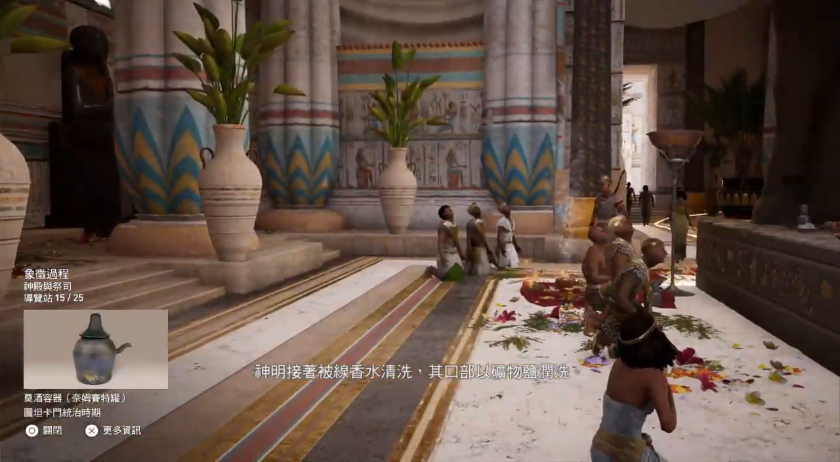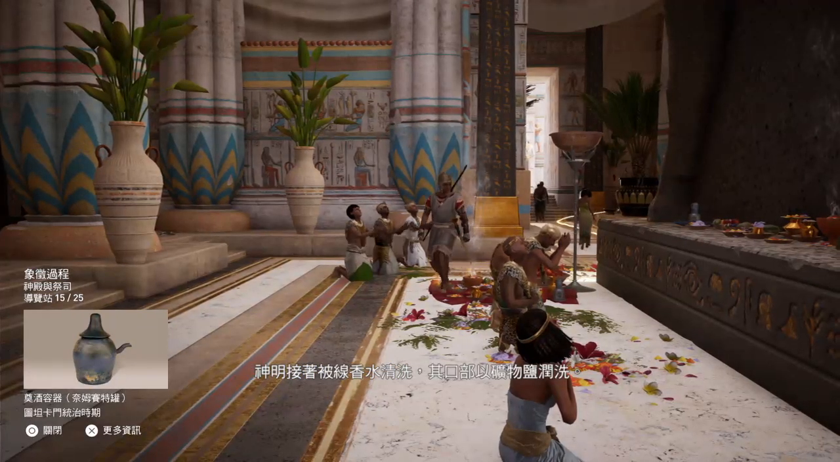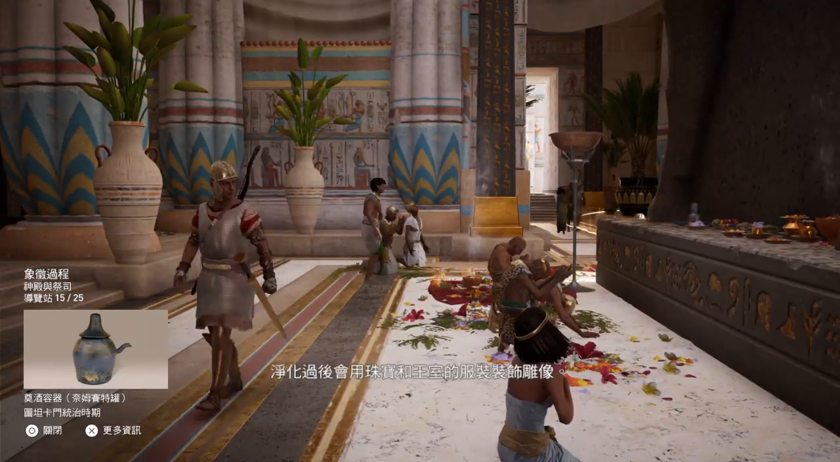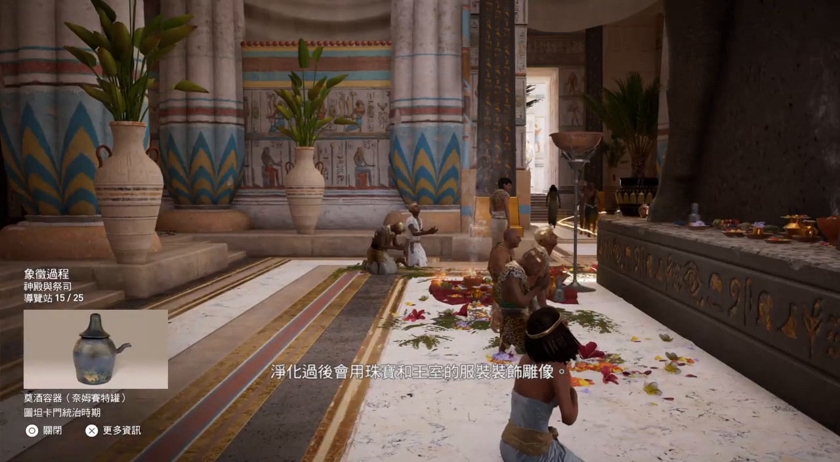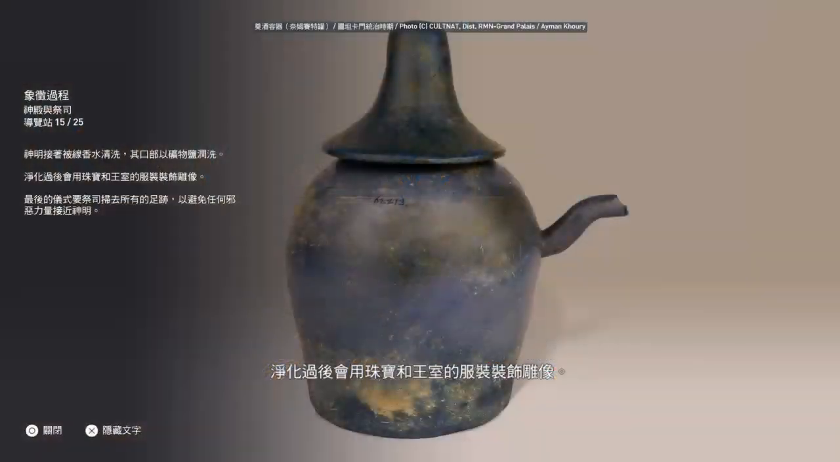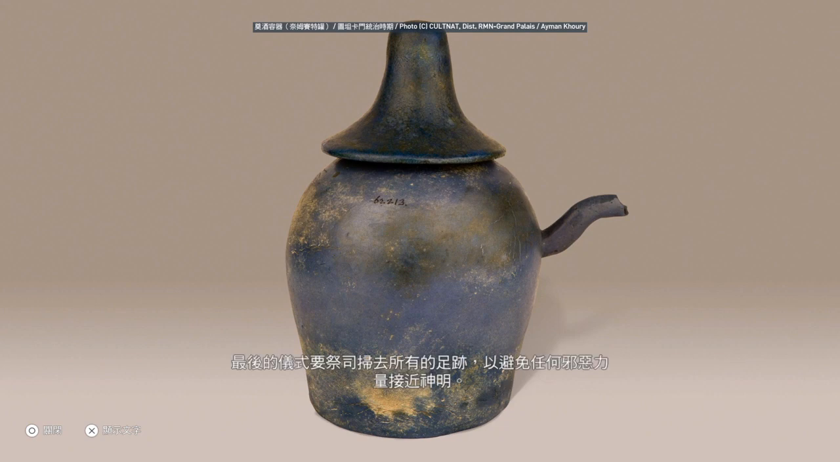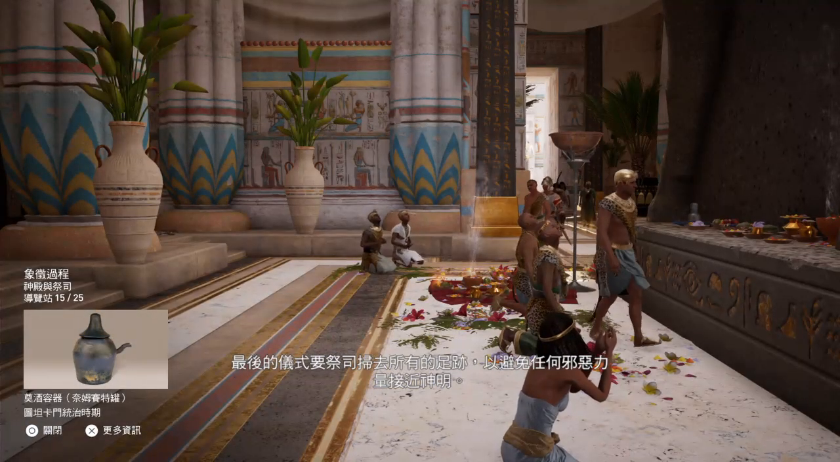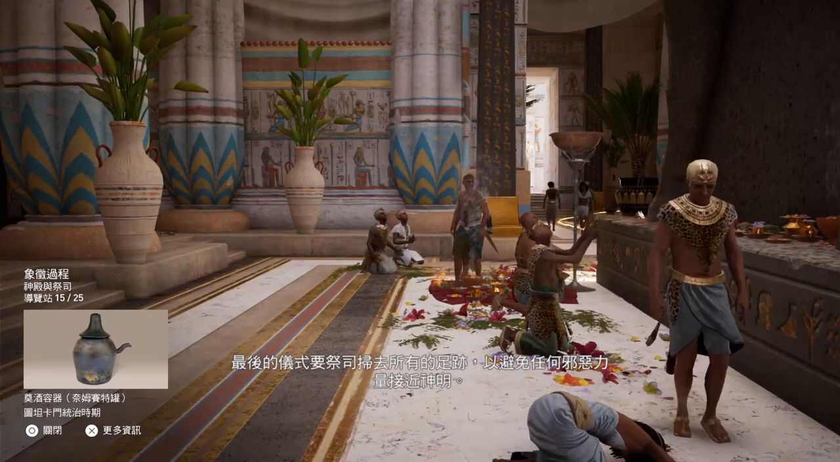The god was then washed with incense-infused water and its mouth rinsed with mineral salts. The cleansing was followed by adorning the statue with jewels and royal garments. The final ritual required the priest to sweep away any footprints in order to prevent evil from approaching the god.